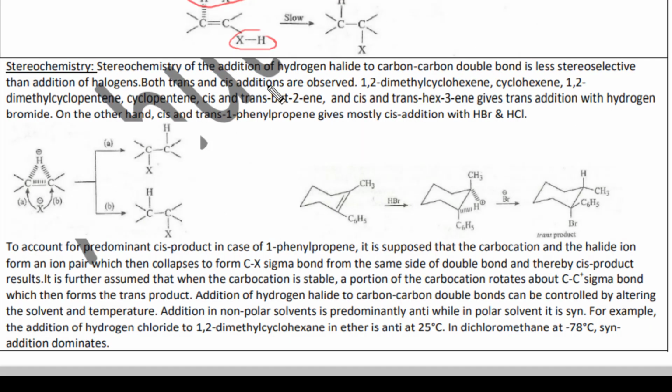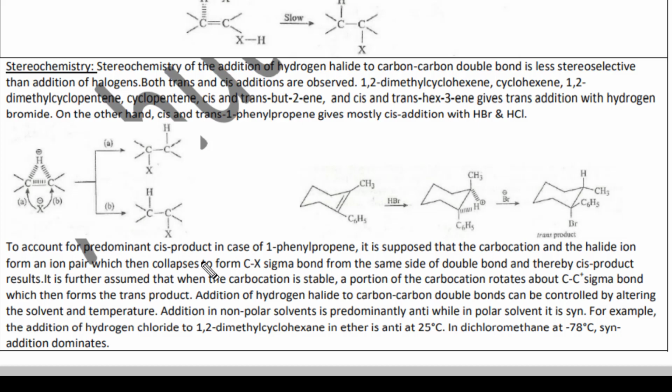So far as stereochemistry is concerned, stereochemistry of the addition of HX to C=C double bond is less stereoselective than addition of halogens. Both trans and cis are observed. 1,2-dimethyl cyclohexene, 1,2-dimethyl cyclopentene, cis and trans hexene give trans addition with hydrogen bromide. On the other hand, cis and trans phenylpropene give mostly cis addition with HBr and HCl. So stabilization of the carbocation is taking place, and so we are getting mostly the cis one.